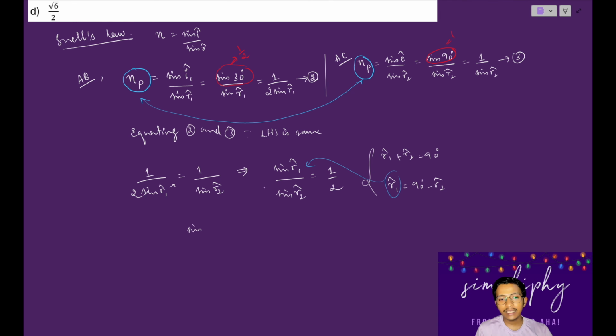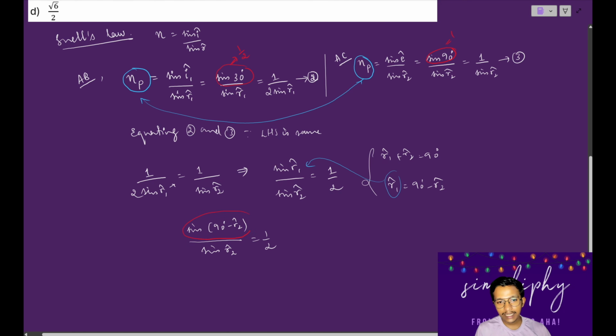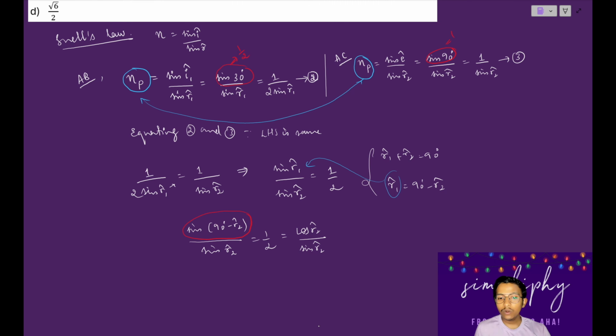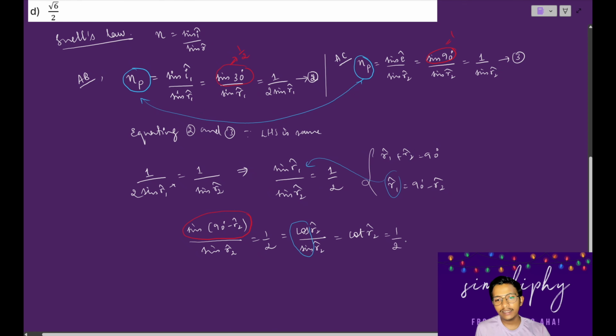Now this is sine, R1 value I just replaced by 90 minus R2, divided by sine R2. This is equal to 1 divided by 2. And we do know from the first quadrant, sine 90 minus theta is cos theta. So sine 90 minus R2 comes out to be cos R2. So this value I can just simply write as cos R2 divided by sine R2. Now sine by cos would be tan. Cos by sine would be cot. So this is cot R2 equal to 1 divided by 2.